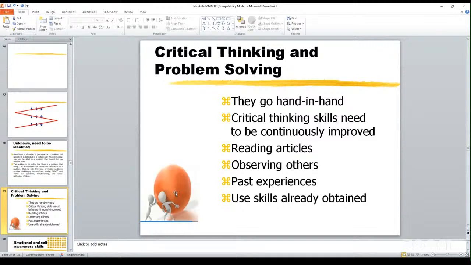And the next part we are going to discuss is critical thinking. I'm connecting again to problem solving, because these two go hand in hand, they are positively related. Critical thinking skills need to be continuously improved. And how do you do that? Reading articles, observing others, past experiences, and using skills already obtained. That can also happen. So all these things can help you improve critical thinking. This is where we are going to stop with the problem solving part.